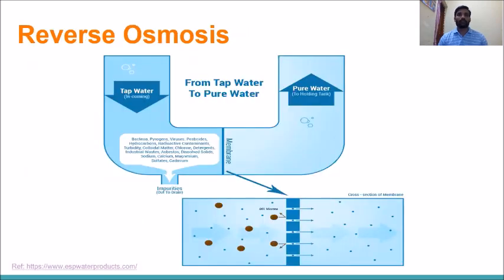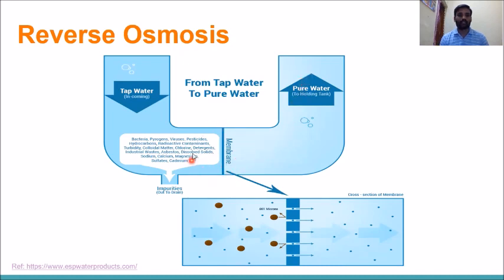Reverse osmosis is a water treatment process that removes contamination from water by using pressure to force water molecules through a semi-permeable membrane. The contaminants are filtered out and flushed away, leaving clean and delicious drinking water. Here is the process. Here you can see brackish water and seawater is allowed to pass through this semi-permeable membrane, and the fresh water will be collected over here.